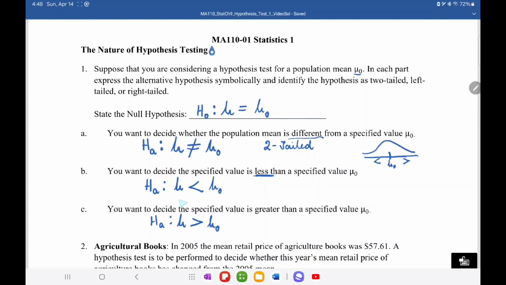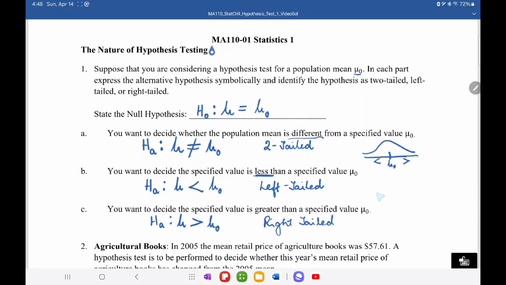When the alternate hypothesis states that it is less than the null hypothesis mean, in other words, when there is a less than sign in the alternate hypothesis statement, that makes it a left-tailed test. All right, it becomes a left-tailed test. And when there is a greater than symbol in the alternate hypothesis statement, it's a right-tailed test. All right, it's a right-tailed test.